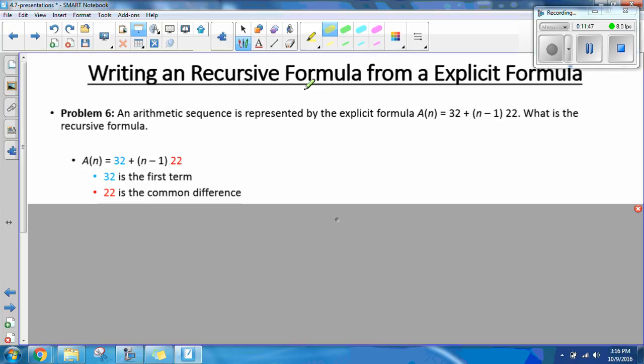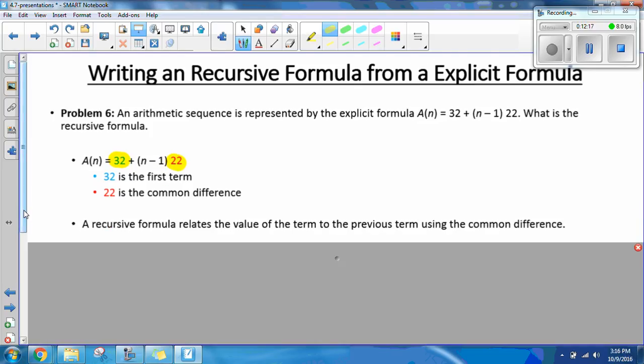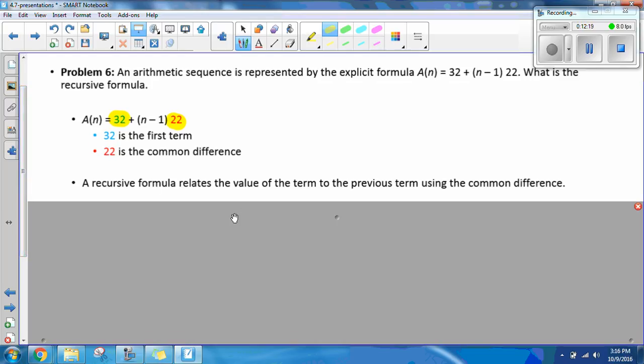Writing a recursive formula from an explicit formula. An arithmetic sequence is represented by the explicit formula a of n equals 32 plus n minus 1 times 22. What is the recursive formula? First we need to identify parts of this explicit formula. So 32, remember, comes from our first term. 22 is our common difference. So that means a recursive formula relates the value of the term to the previous term using the common difference.